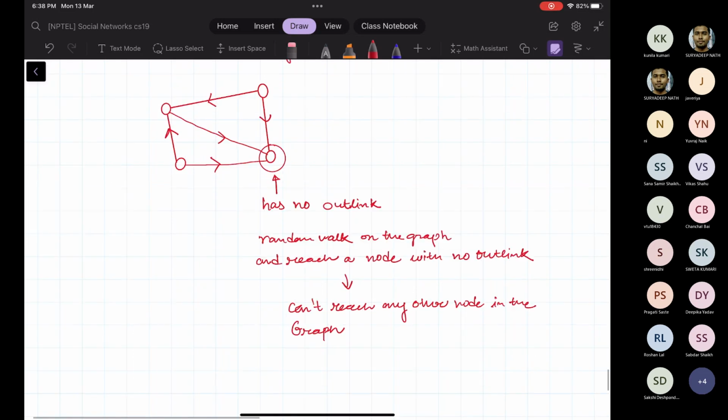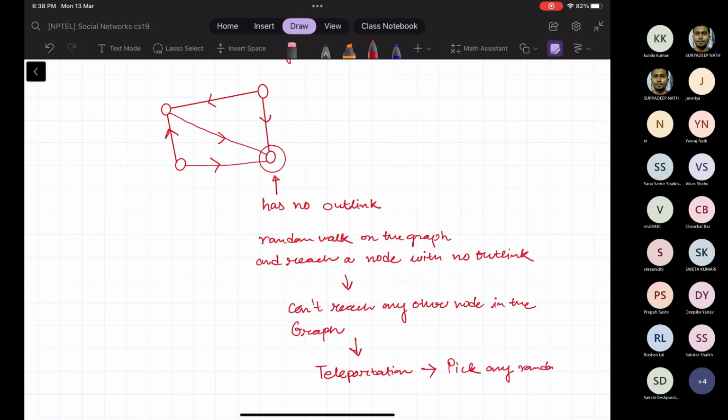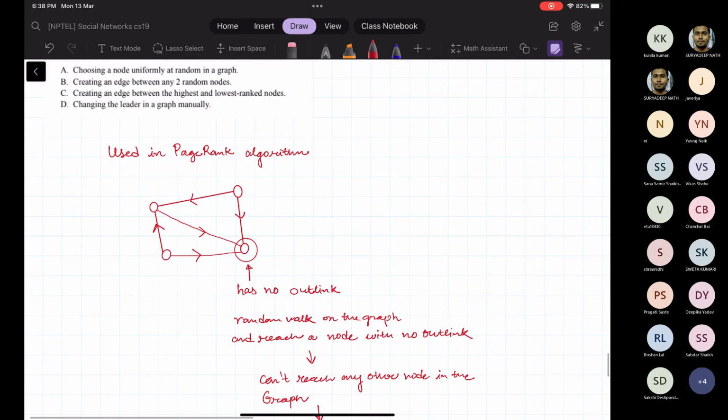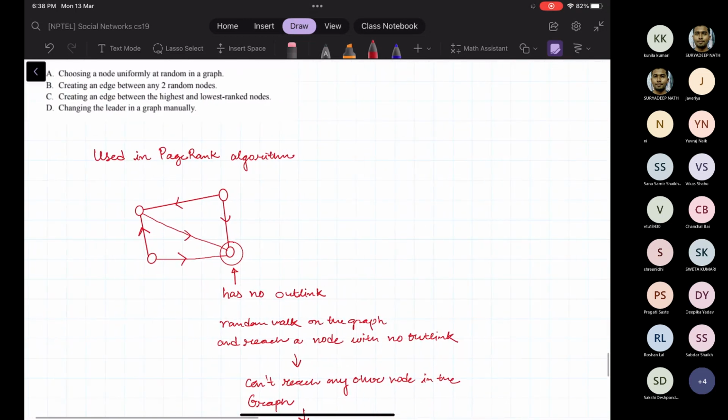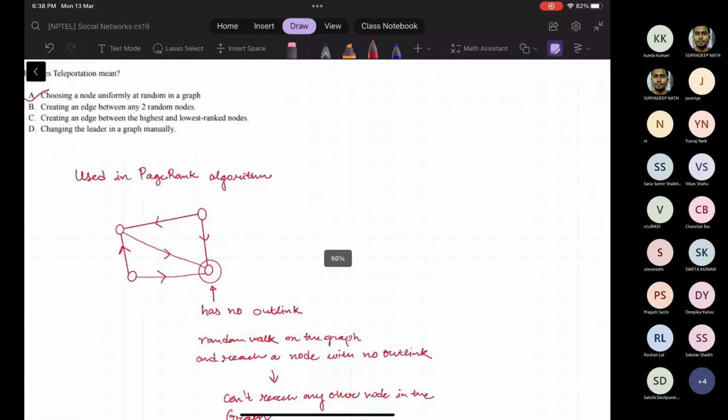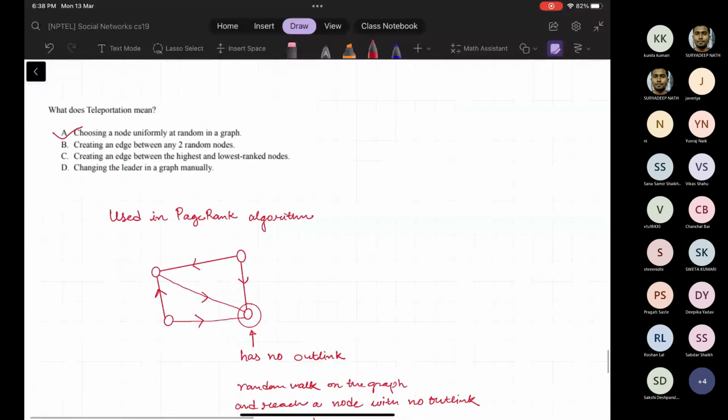So what you do is teleportation, which is basically picking any random node in the graph and restarting your PageRank algorithm. So option A is the correct answer: choosing a node uniformly at random in a graph.